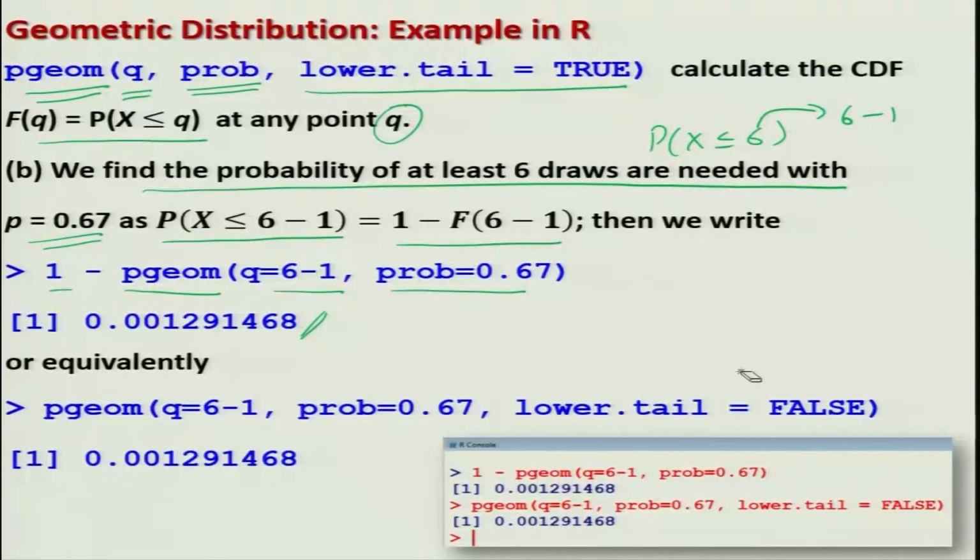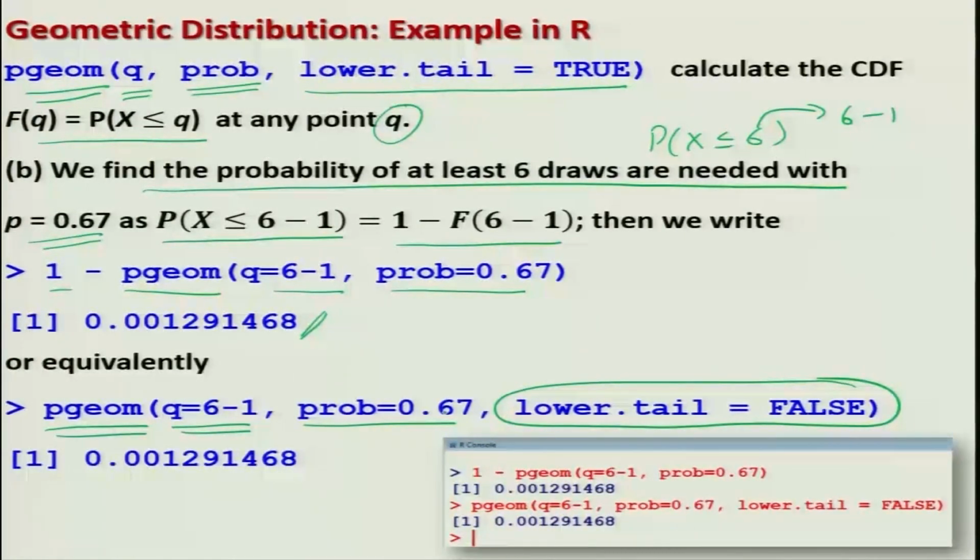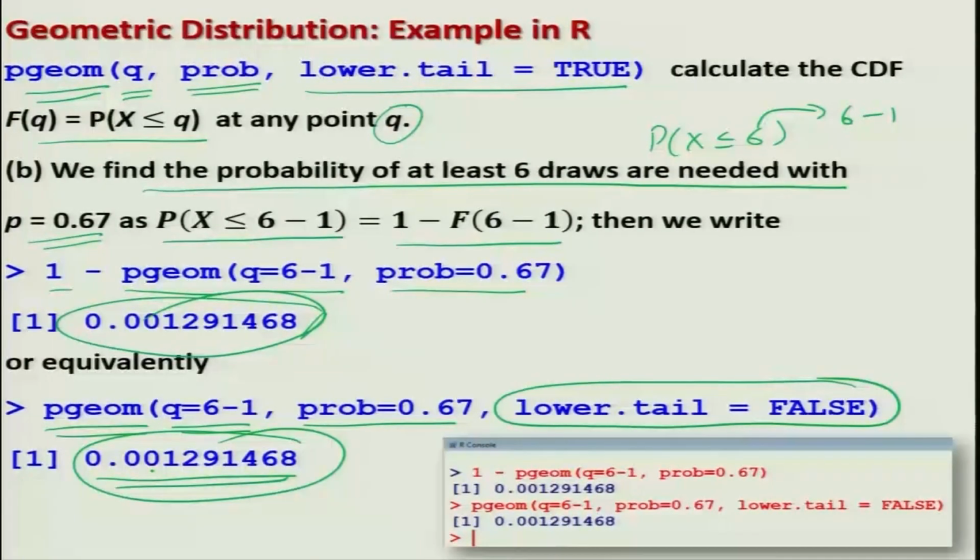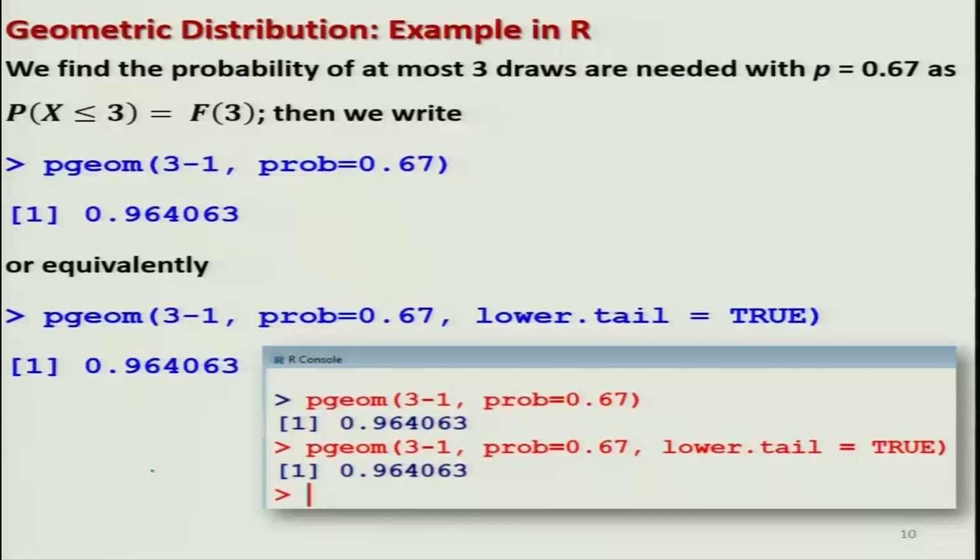we can compute this value. Now, in case you do not want to use this command of 1 minus F, then you can use lower.tail equal to false, and then you can write down the command as pgeom with q equal to 6 minus 1 and prob equal to 0.67, and it is going to give you the same outcome like this one. So, that is up to you, whatever you want to use.